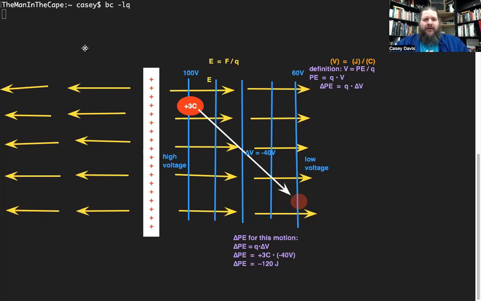Any questions on that so far? Casey, let's say if we put the charge in between the equipotential lines, between 100 volts and 90 volts, is that possible, or is it always going to be on a specific equipotential line so we know the voltage?